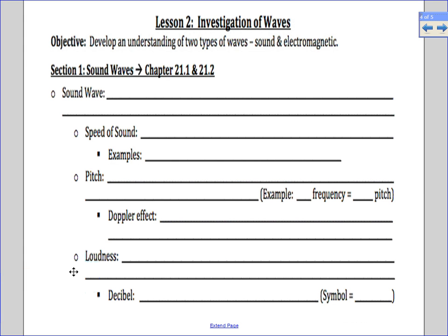Hello, class. This is lesson 2 of your primer worksheet on Physics Unit 2. It's going to be the investigation of waves. And in this one, we're going to be looking at sound waves and electromagnetic waves.